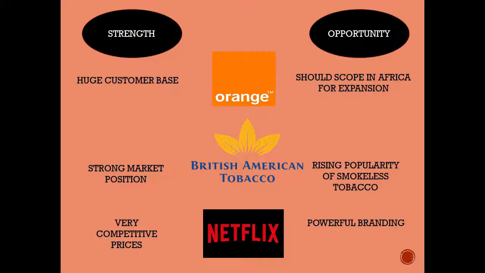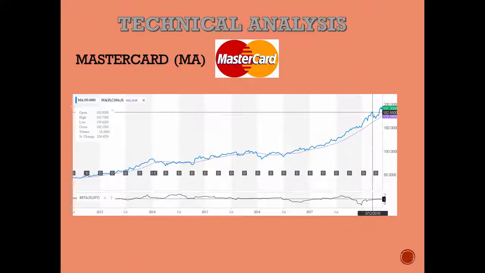Okay, so the next company is British American Tobacco. They have a strong market position because they have more than 100 years experience in this market. And the opportunity is the rising popularity of smokeless tobacco. And the last company, which is Netflix, their strength is they have a very competitive price. And the opportunity is they have powerful branding, because in every country they are using Netflix for their entertainment.